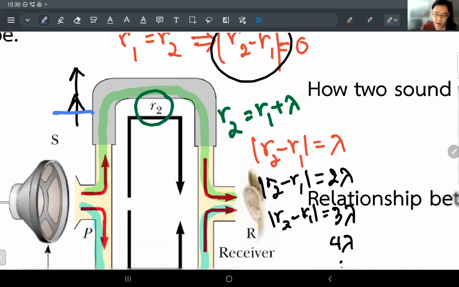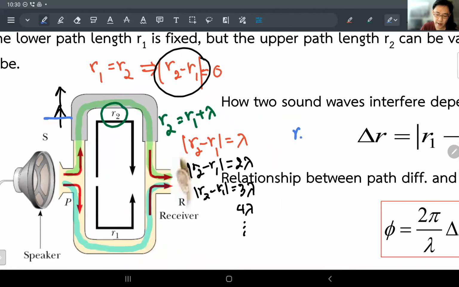So let's say, what if your |R2 minus R1|, and I put the absolute sign so I don't care which one is bigger, turns out to be exactly half the wavelength. What will happen at the receiver's ear? You can guess, yeah? It's going to go opposite like this, right? Because one of the waves gets translated half a cycle.